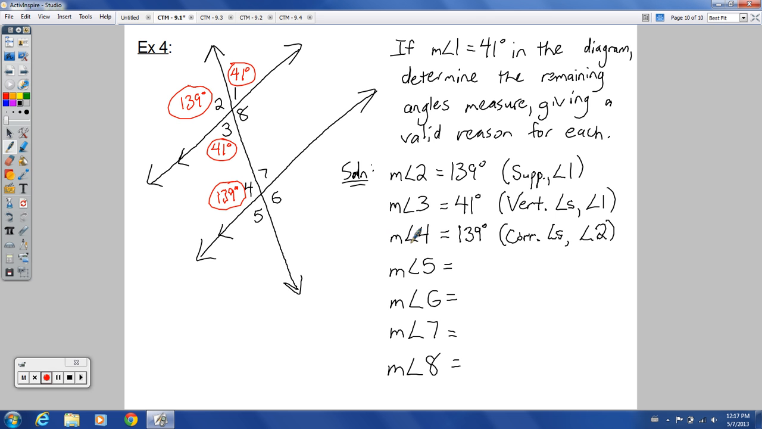Now let's go to, looks like my pad that I'm writing on might be getting a little low on battery. Yep, I'm going to have to pause this a second.